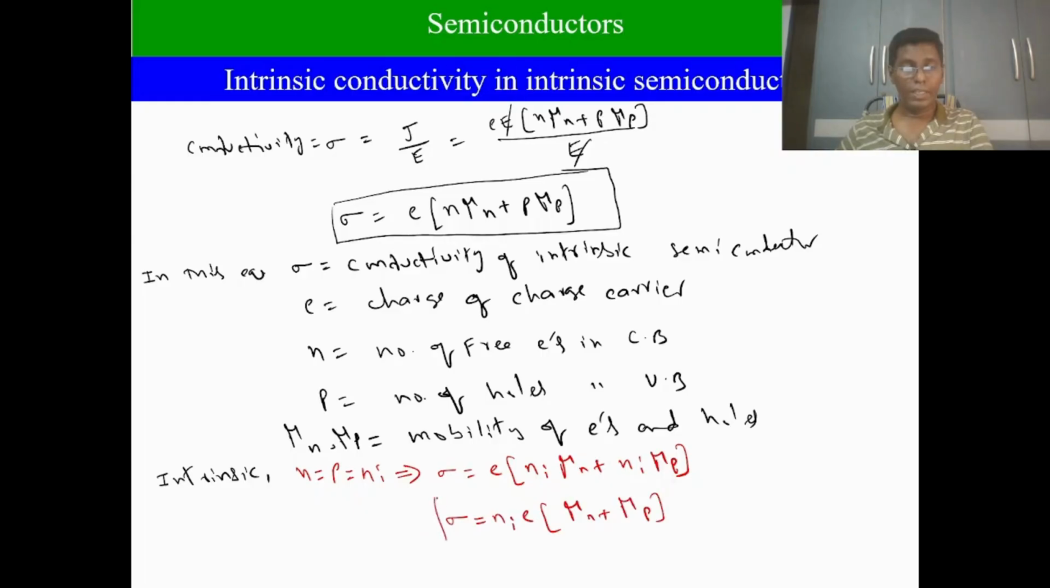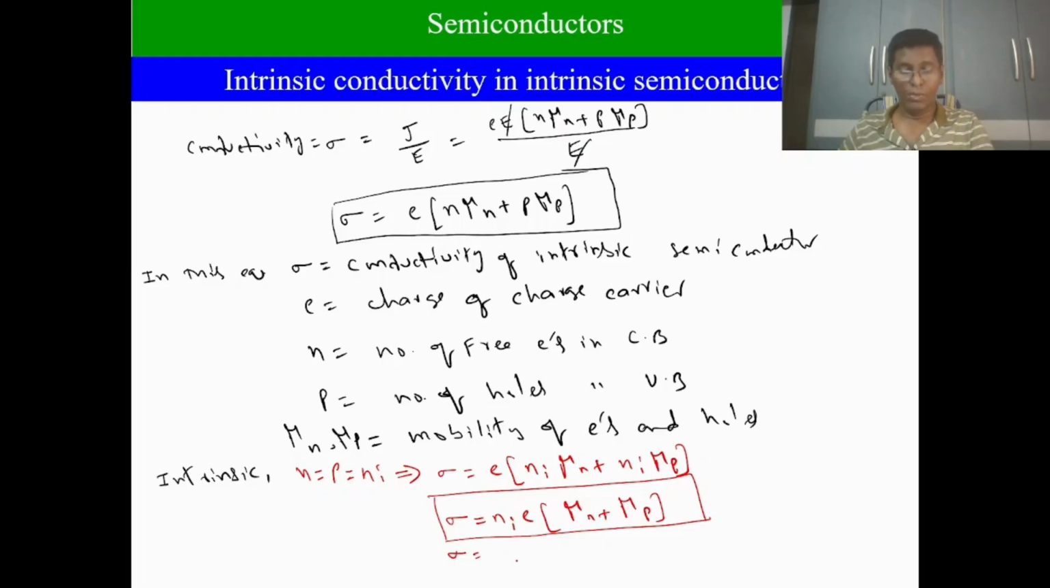This is the expression for the intrinsic conductivity in the case of an intrinsic semiconductor. Okay. Now you can write the same expression as it is in the examination. You will get full marks. We can also write the same expression by substituting Ni. What is the meaning of Ni? Intrinsic concentration of charge carriers, which we already discussed in the last presentation.